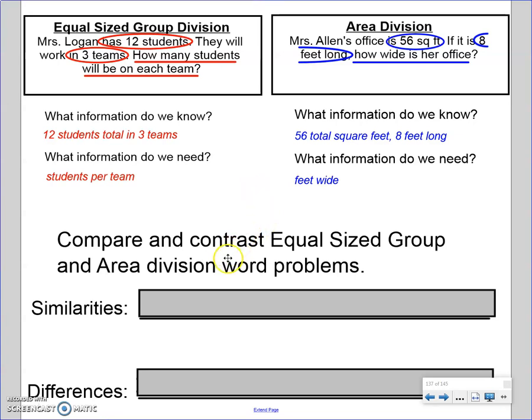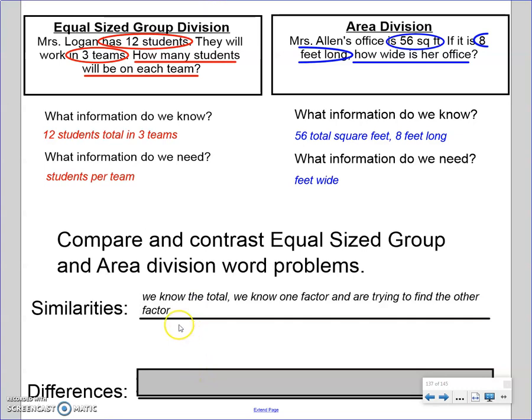So let's compare and contrast equal size group and area division word problems. What are some similarities you notice between them? Well, I noticed that in both problems we know the total and we also know one factor but are trying to figure out the other factor.